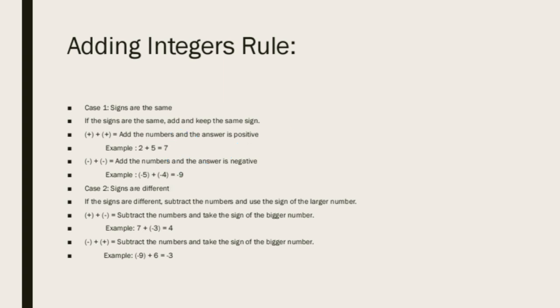Case 2. Signs are different. If the signs are different, subtract the numbers and use the sign of the larger number. Positive integer plus negative integer: subtract the numbers and take the sign of the bigger number. For example, plus 7 plus minus 3, we get plus 4. Here the bigger number is plus 7.